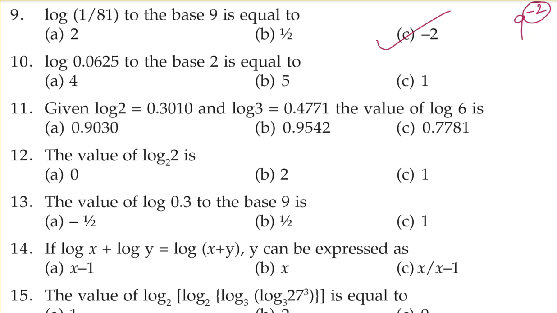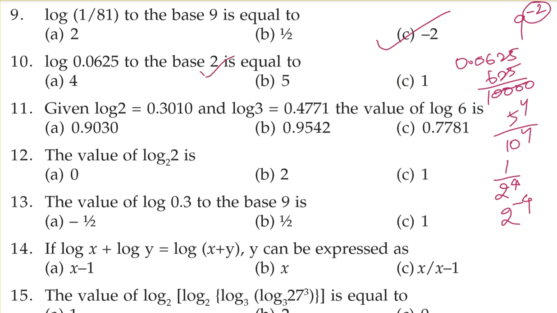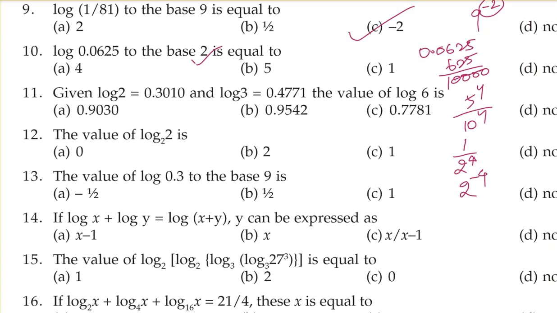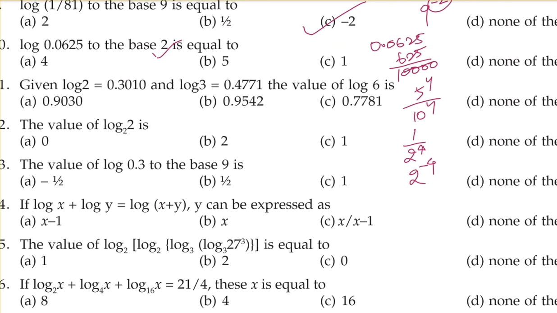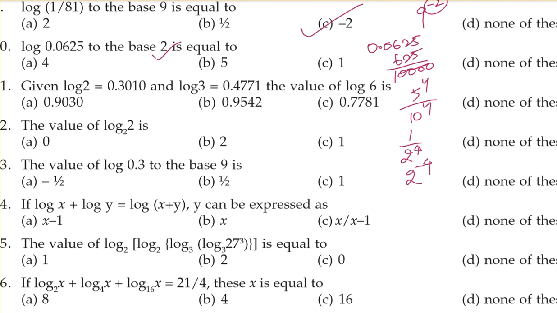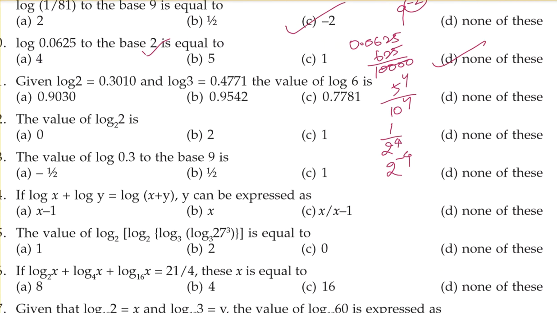Log 0.0625 to the base 2. 0.0625 can be written as 625 by 10,000. That is 5 raised to the power 4 by 10 raised to the power 4. That is 1 by 2 raised to the power 4. 2 raised to the power minus 4. So to the base 2, the answer will be minus 4. That means none of these. Okay. The answer will be none of these.